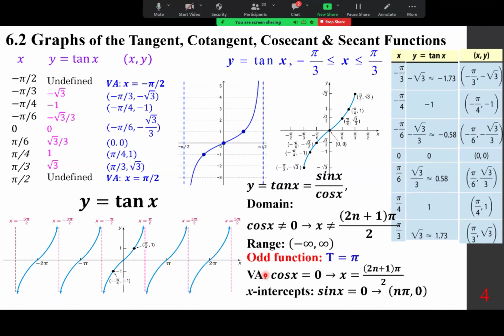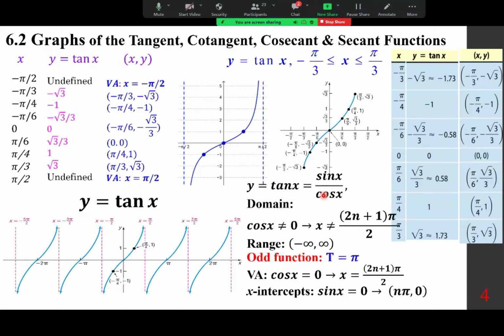Now, y equals tan x equals sine x over cosine x. So as far as the domain is concerned, think about the denominator is cosine, and cosine can't be 0. Cosine is 0 when it's an odd multiple of pi over 2. So 2n plus 1 times pi over 2. Remember, 2n plus 1 means odd. Odd multiples of pi over 2. The range, there is no restriction, is all real numbers. We already know it's an odd function with the period of pi.